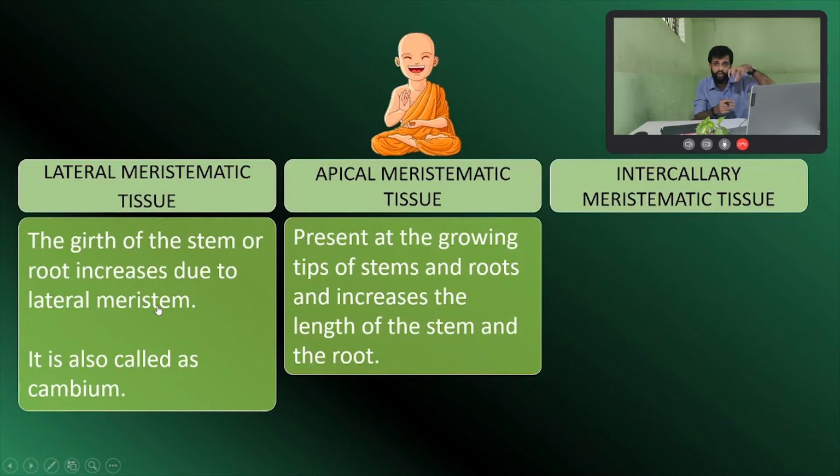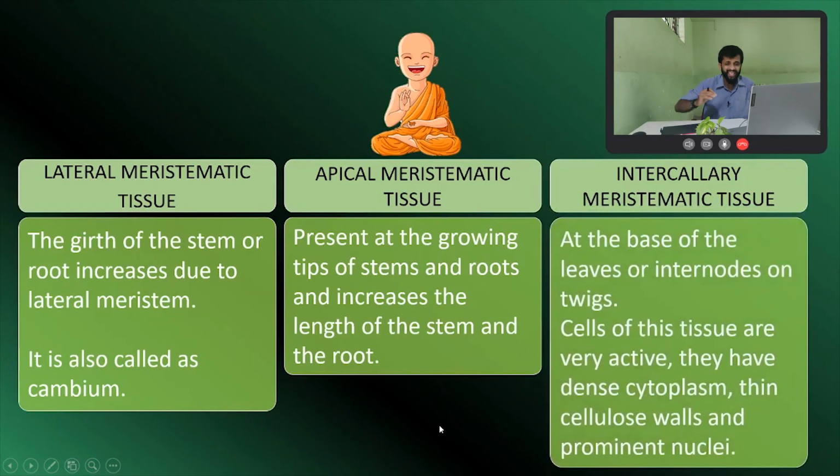So as the plant is growing in height, the roots go deeper down in the ground. So on both sides there is growth, right? So the height grows. So apical meristematic tissue helps in the height, we can say. So it is found in the growing tips of the stem and of the roots.